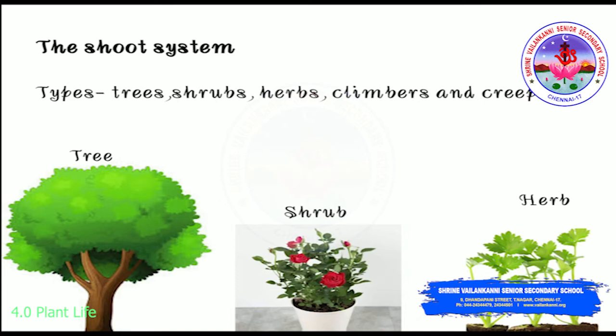A very important thing is that the trees will live for many years, more than 100 years. But the shrubs will live for only a few years, and the herbs will live only for a few months. This is the main difference, along with the stem size. The tree stem will be very strong and tall, and the shrub will be short and a little strong. But the herbs will be very small, and the stems will be very soft.